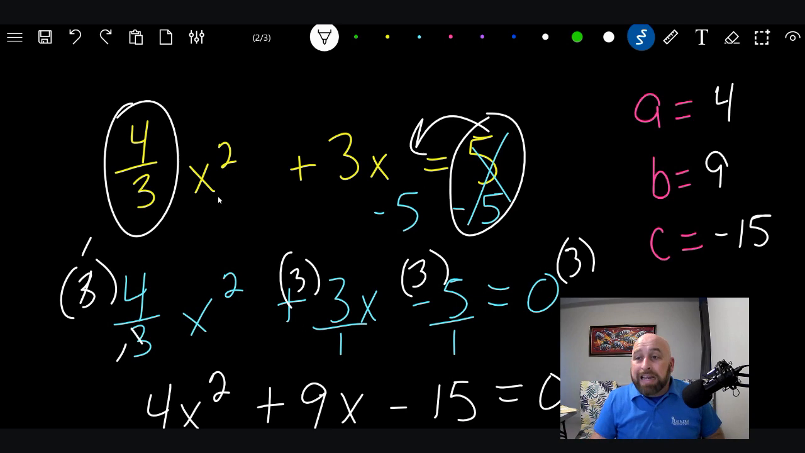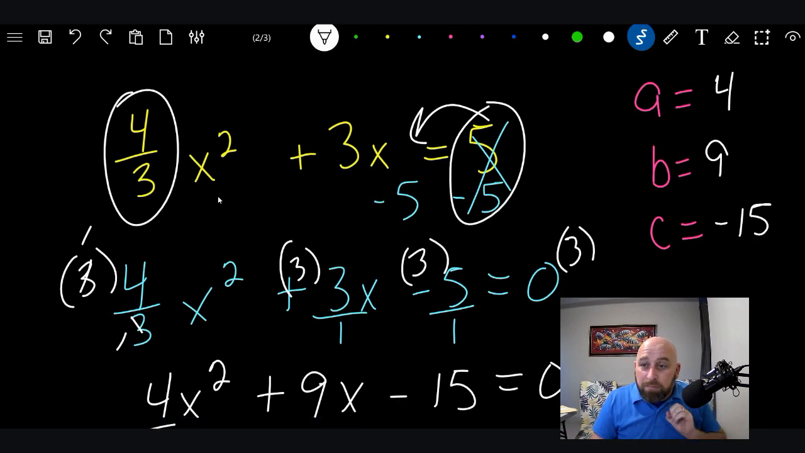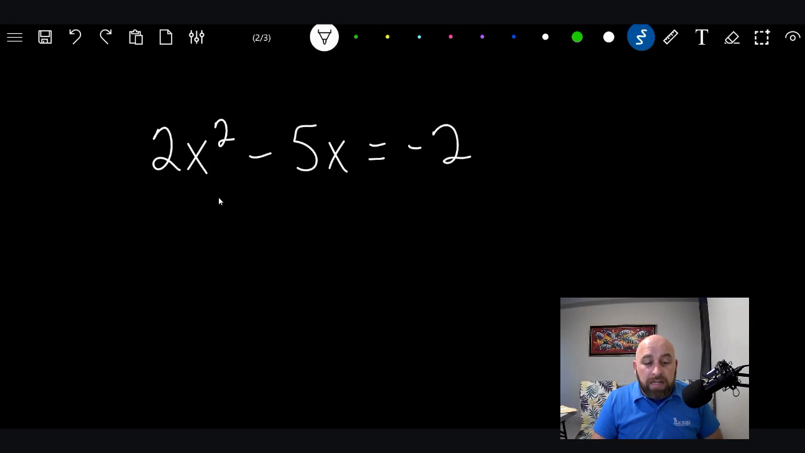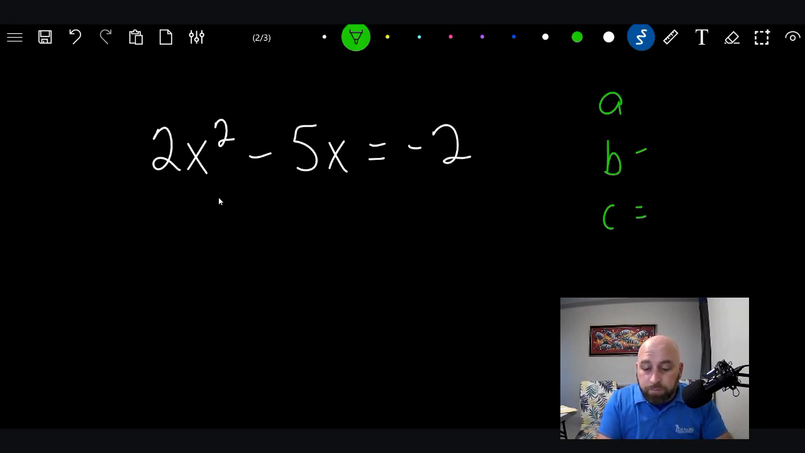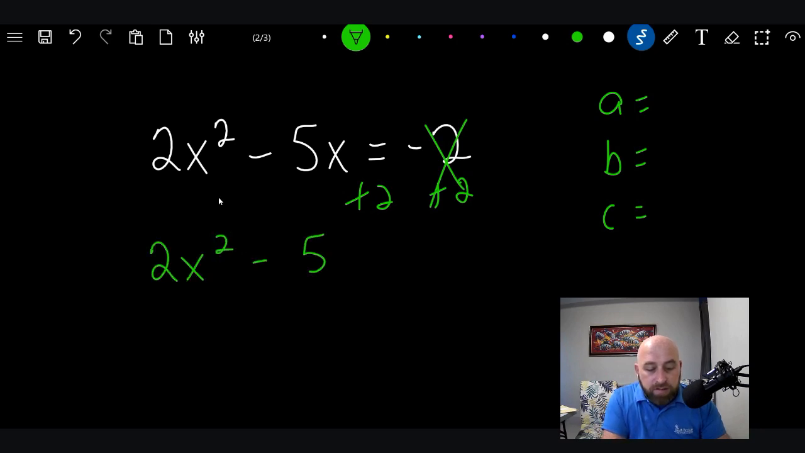All right. Now let's jump in. Let's go ahead and plug it all the way in now that we've kind of figured out what the A is, what the B is, and what the C is. Let's plug it into the quadratic formula. First, let's go ahead and do the A, B, and C on this one so that we know what to plug in. Okay? Well, this one's pretty much set, except we need to move this 2 over to the other side. Plus 2 and plus 2, and that's going to cancel, and so we're going to get 2x squared minus 5x plus 2 equals 0, okay?